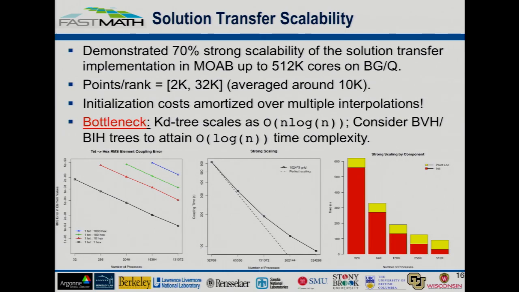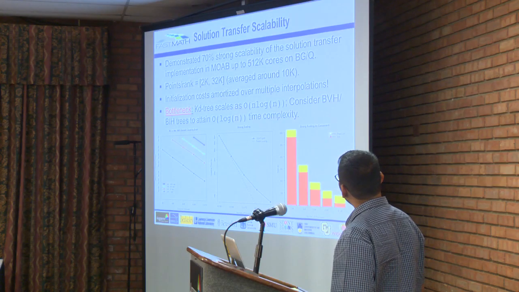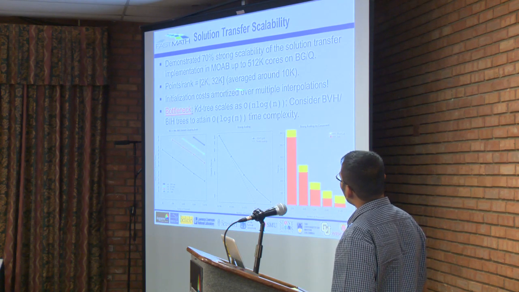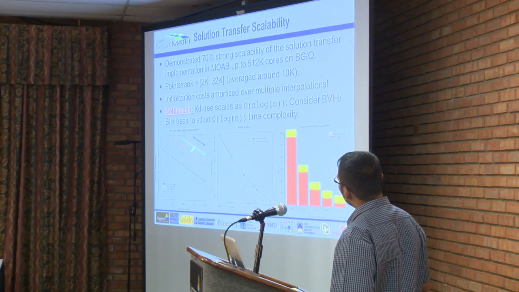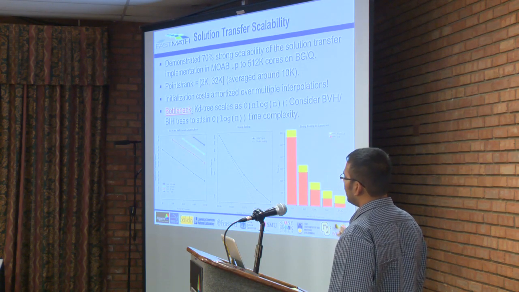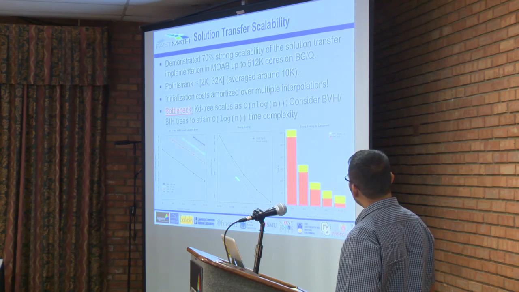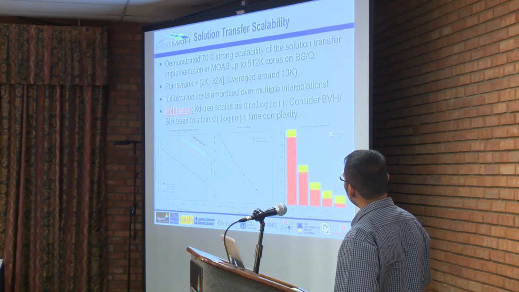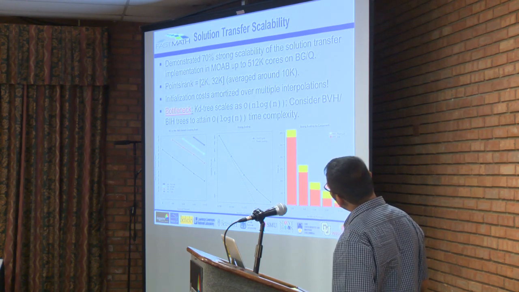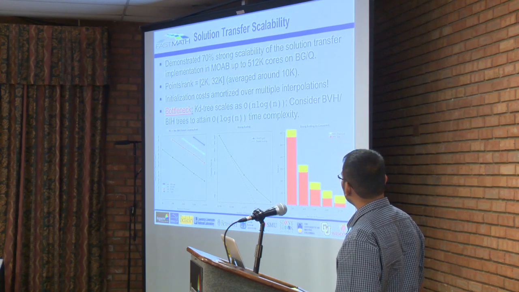So we actually varied the points per rank. The average optimal value for applications is typically around 10,000 points per core, and so we varied the range of points by quite a bit and measured both the L2 error in the solution transfer, and this shows the efficiency, or actually the scaling of the projection.